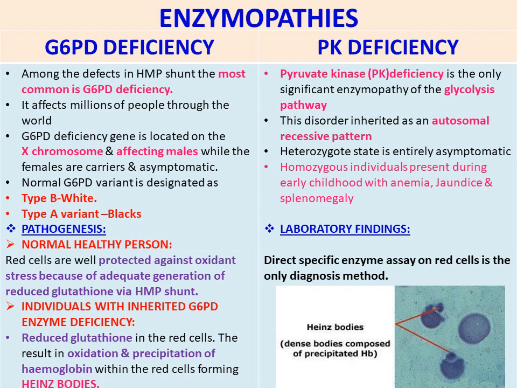Homozygous individuals present during early childhood with anemia, jaundice and splenomegaly. Heterozygous state people have no symptoms at all, so they are asymptomatic. Then laboratory findings: direct specific enzyme assay on red cells is the only diagnostic method. So we should directly identify the PK enzyme, pyruvate kinase, in the blood.